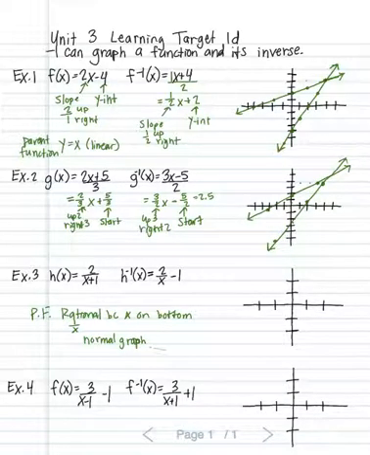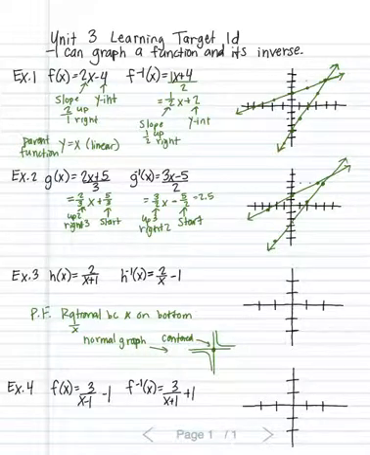Our normal graph looks like this, where it's kind of centered around the origin. It's kind of like that's the middle piece.